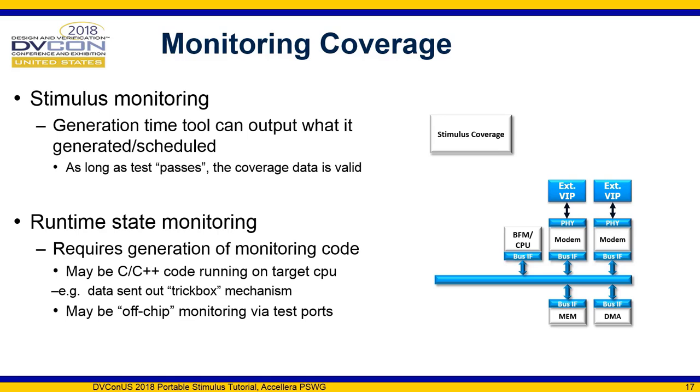Maybe we want to see, did things actually happen at the same time? Did we see various runtime events? Maybe a tool will generate the trickbox code to go do that, right? So it can monitor what's going on in real time in the design. Maybe that's C++, maybe that's SystemVerilog, maybe that's something entirely different that's running on the target. It doesn't matter. It's a tool problem. But acknowledging that some coverage is known when the test is generating, and some coverage we must capture when the actual test is running.